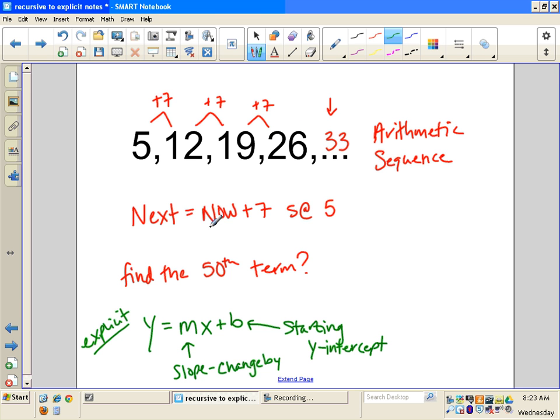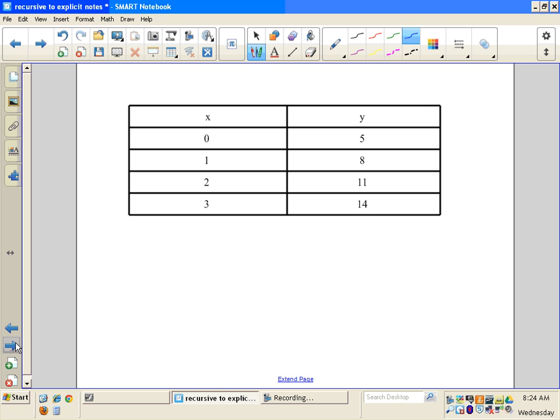But what we're going to do is take what we're changing by, this 7, and put it in here for the m. And we're going to take what we're starting at and put it in here for the b. So this is going to become y equals 7x plus 5. So if I want to find the 50th term, then I'm just going to plug 50 in for x and simplify this out to find out what the 50th term would be. Let's look at some more.